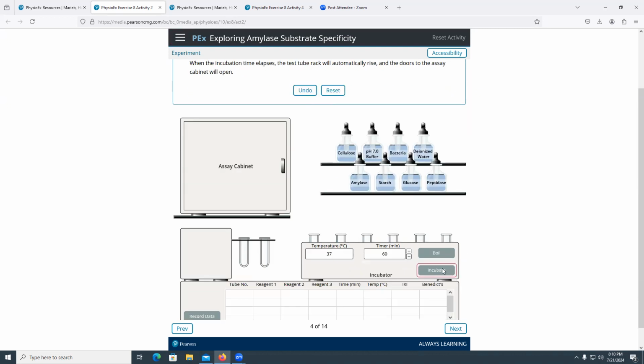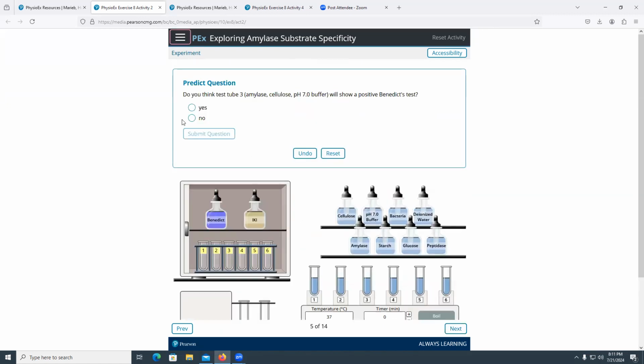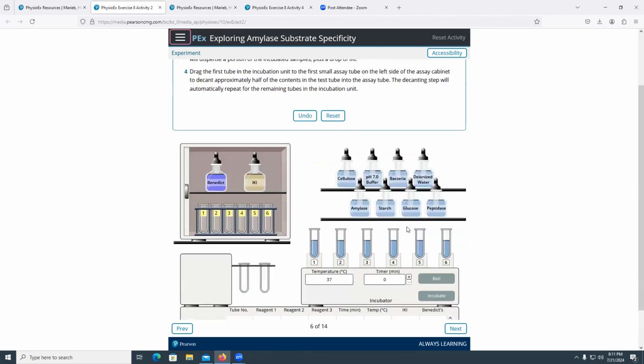So now let's incubate. So now we have incubated everything, and the timer is going down. We're evenly and gently mixing everything, and the timer has gone down. And then what we need to do, press next. Do you think test tube 3, amylase, cellulose pH will show a positive Benedict test? I do not, because I don't think that amylase can break down cellulose. Amylase can break down starch only. So I should say no. Do you think tube will show a positive Benedict? No. Okay, so now let's see that.